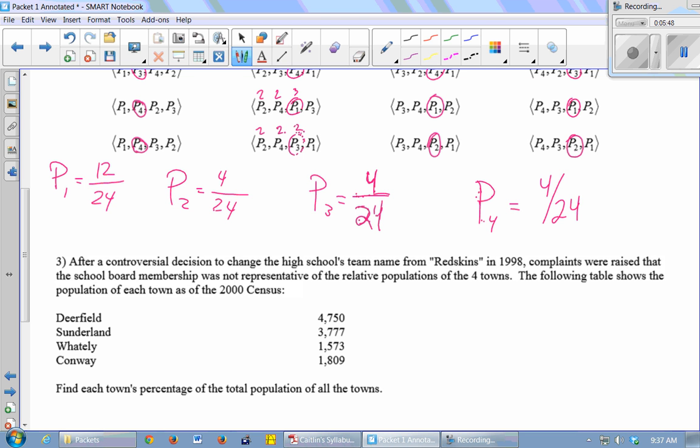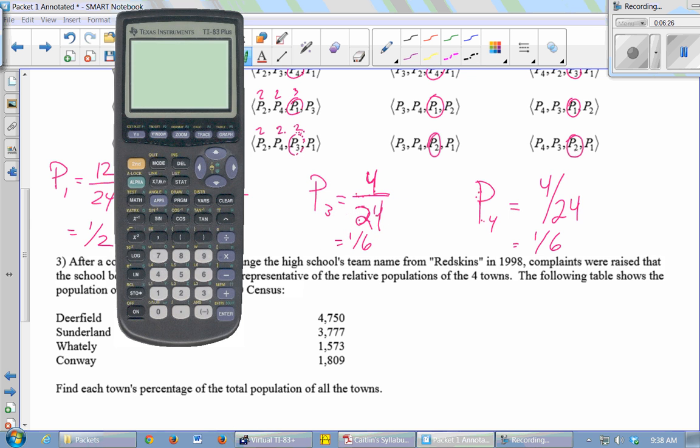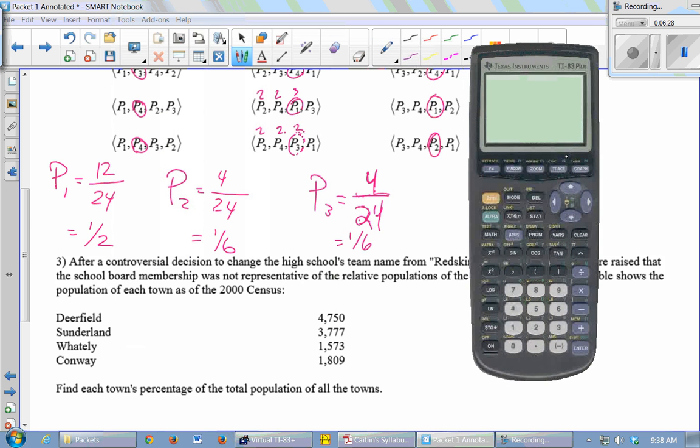If I were to reduce these fractions, this would be a half, and each of these would be 1/6. Divide the top and bottom by the same number: for this one, divide the top and bottom by 12, and for these, divide the top and bottom by 4 to get 1/6. But then I'm going to convert these to percentages, because the next question is going to deal with percentages and I want to be able to compare. So to change a fraction to a percent, can anyone remind me how to do that?